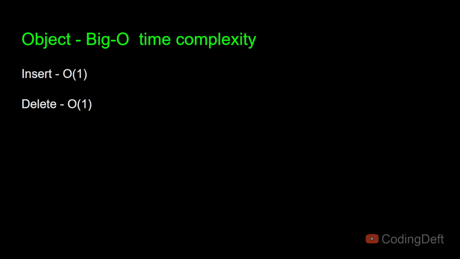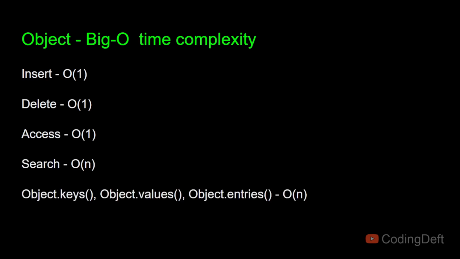Next is delete. Again, it has a constant time complexity. Same with the access. Search has a time complexity of big O of n because we'll have to search all the elements in the object. And all these static methods have linear time complexity. That's it about objects in JavaScript.